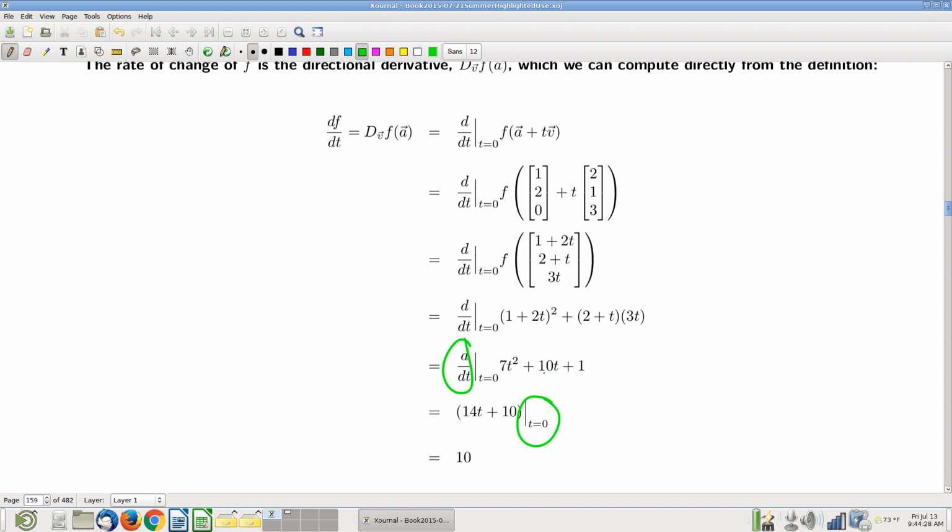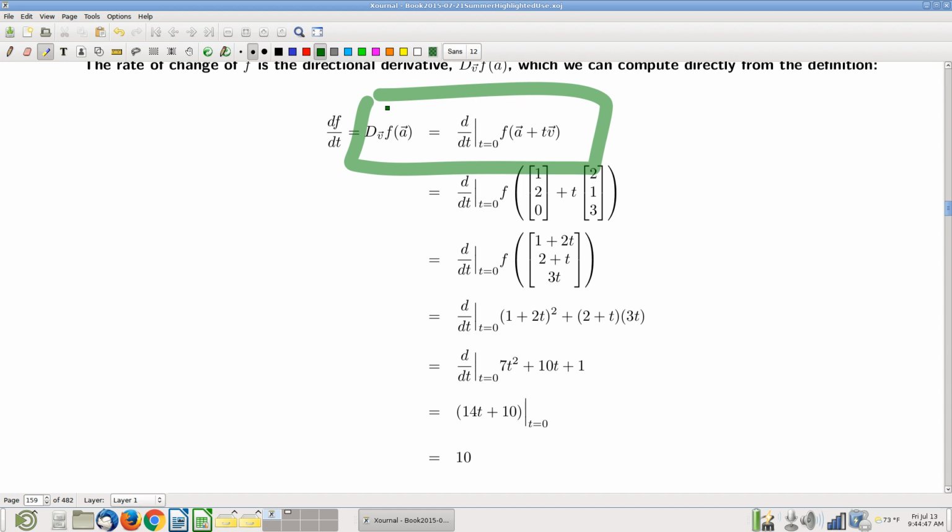Yeah? What did you do from the line 1 plus 2t squared plus that 1? From here to here? That's just algebra. Oh. Yeah, just crank it out. Yep, just algebra. Okay, so that's the process. That's how, directly from the definition here, this is how you compute directional derivatives. Very brute force.